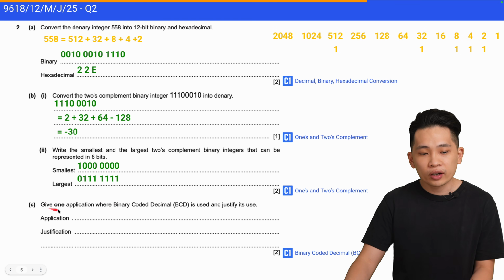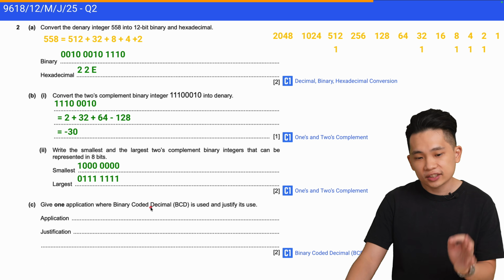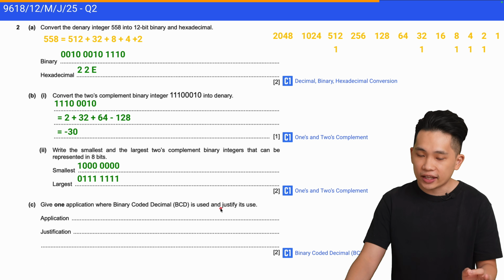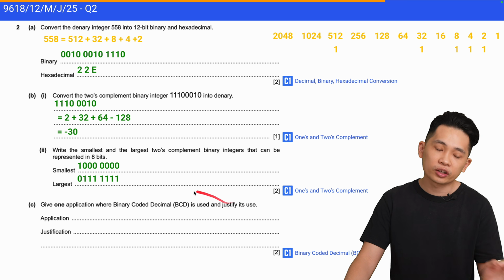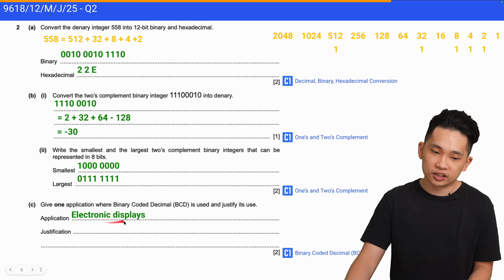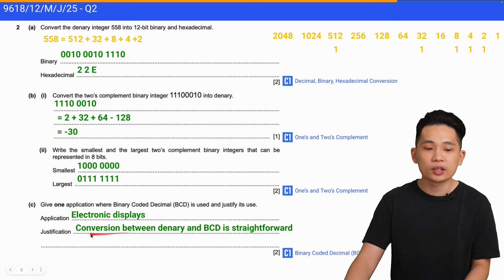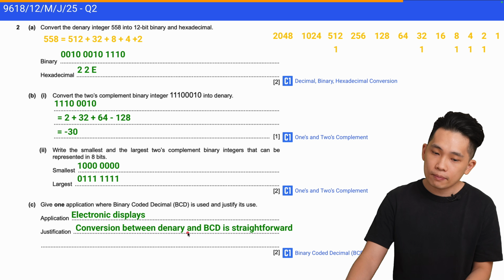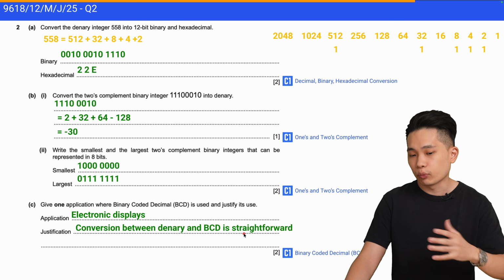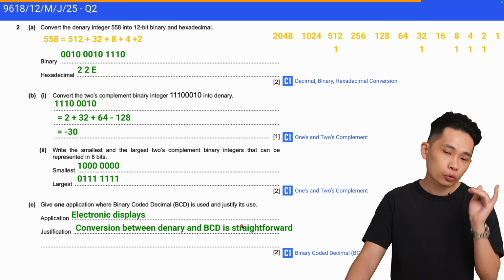And next, give one application where binary coded decimal BCD is used and justify its use. So first of all, the application will be electronic displays here, and the justification will be conversion between denary and BCD is straightforward. So if you look at this answer here, you might not understand what it means here, but no problem here. Let me just show you one example here.